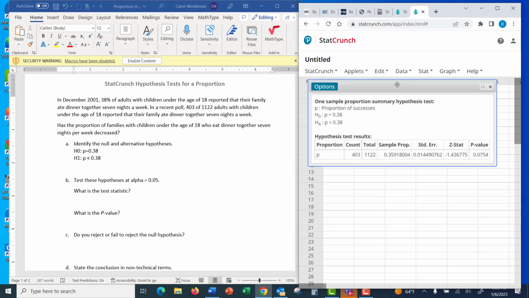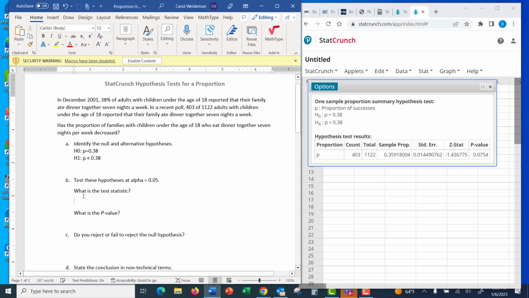Okay, so compute. All right, so here is our sample proportion. You notice it's down to 36%, so it was 38%. In this poll, it's now down to 36%, but has it dropped enough for us to say it's statistically significant? So the test statistic is right here. It's a z statistic, so I'm going to go ahead and type that over here. It's going to be negative 1.44.